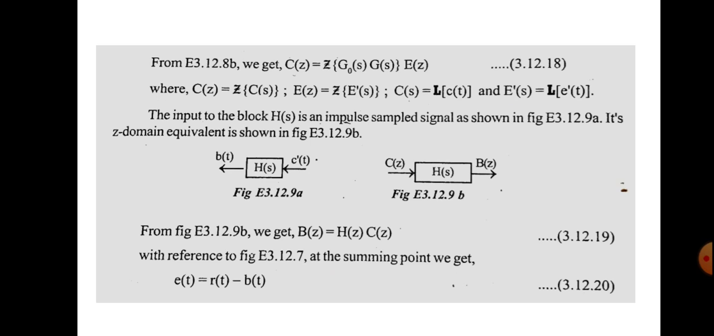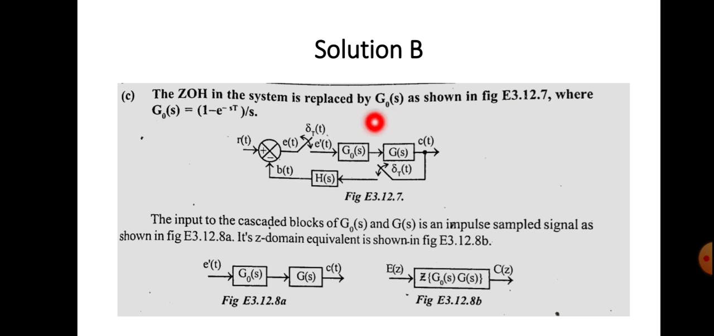So you can write the equation for C of z as a z transform G0 of s into G of s into E of z. Here each and every term is given. C of z is the z transform of C of s, E of z is the z transform of E dash of s, C of s is the Laplace transform of C of t, and E dash of s is the Laplace transform of E dash of t. Now you have the equation for this one.